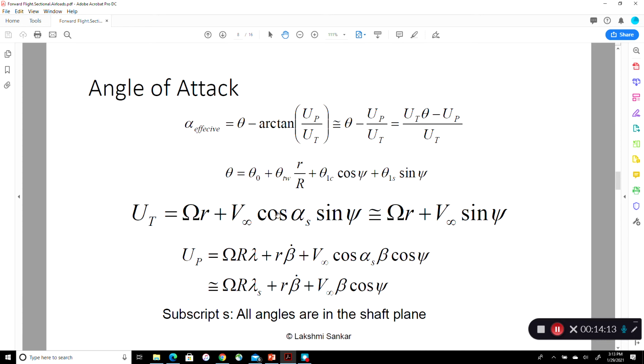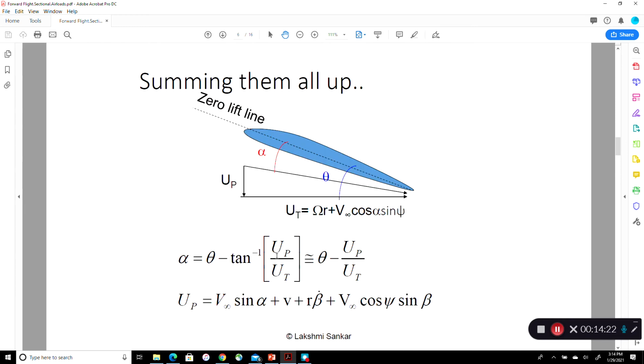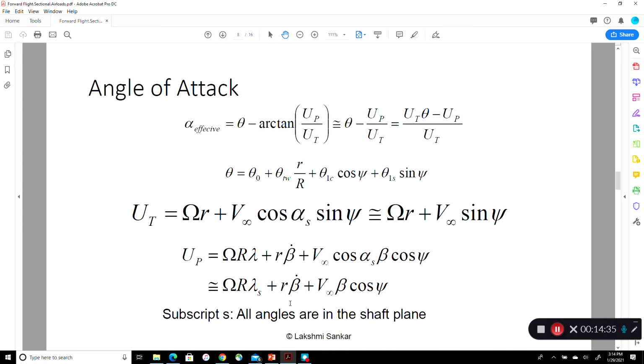This is UP. By the way, lambda is the total inflow, which is this quantity divided by omega capital R, the tip speed. So V infinity sine alpha plus v divided by omega capital R is called lambda. We can think of it as omega R times lambda. Then we have all the other terms as shown below.